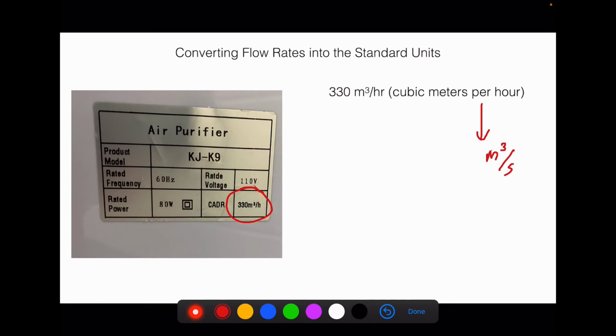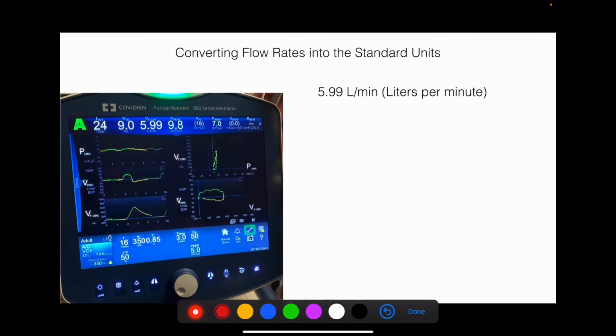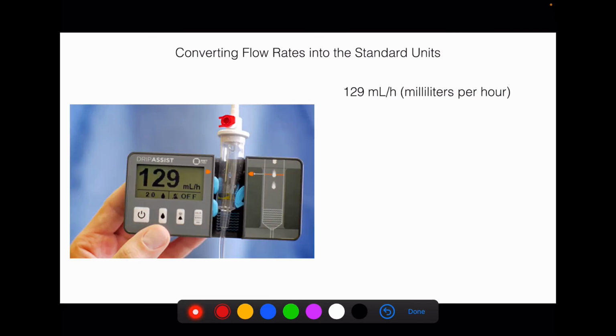I don't care about the answer. I want to see the process. Show me the process to turn cubic feet per minute, which is what Home Depot uses to measure exhaust fans, into cubic meters per second. In a hospital, they measure the flow rate of air into a patient in liters per minute. Show me the process to turn it to cubic meters per second.